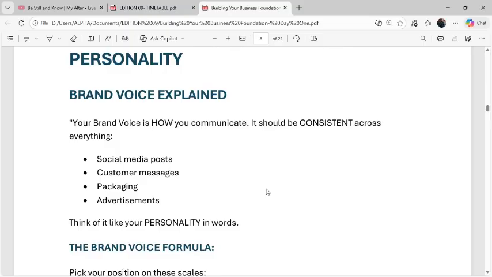Let's look at the brand voice formula. So the brand voice formula, it is what? You pick your position on these scales.